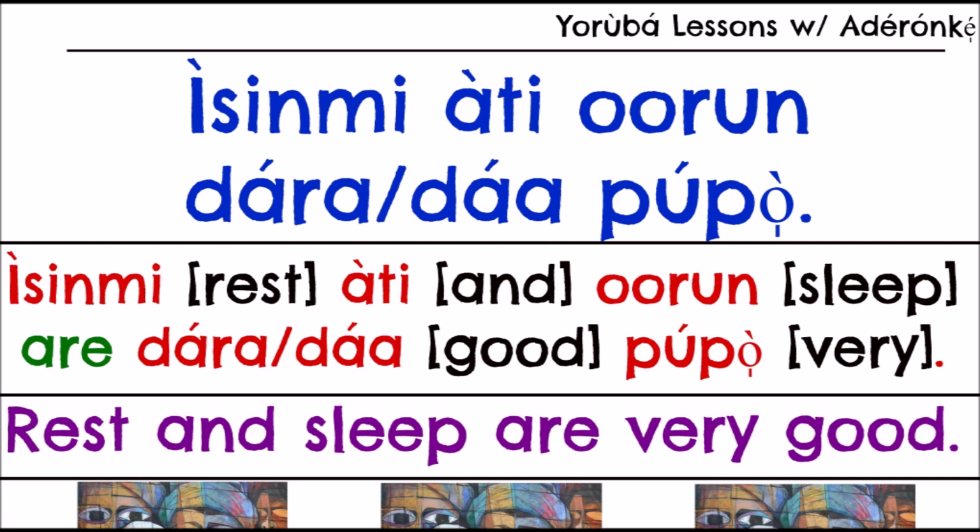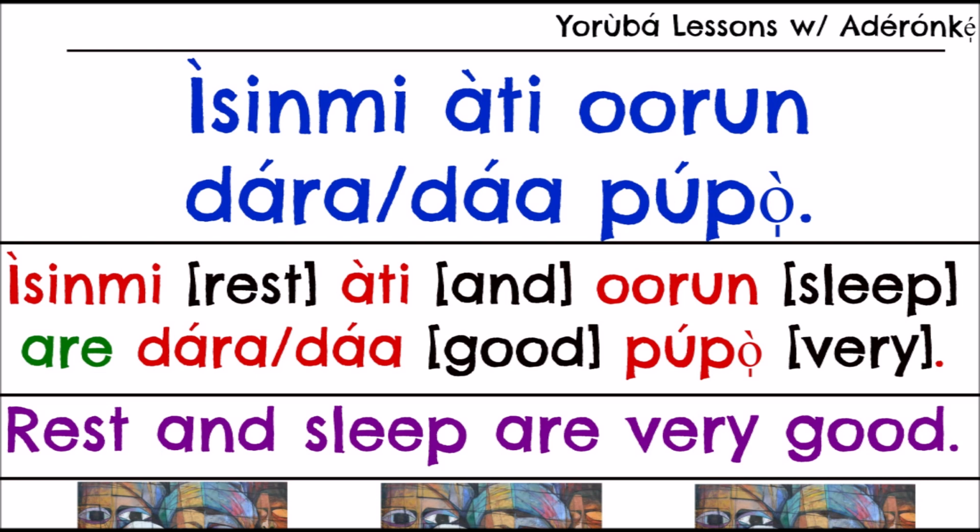Da is just a shrunk, contracted version of dara. And then púpọ̀ is very or a lot. So ìsinmi àtorún dára púpọ̀. Ìsinmi àtorún dáa púpọ̀. You could say dára, you could say dá. Ìsinmi àti orún dá. Ìsinmi àti orún dára púpọ̀. Rest and sleep are very good.